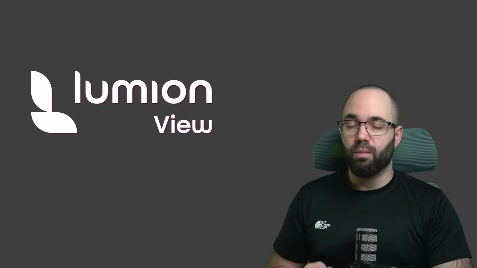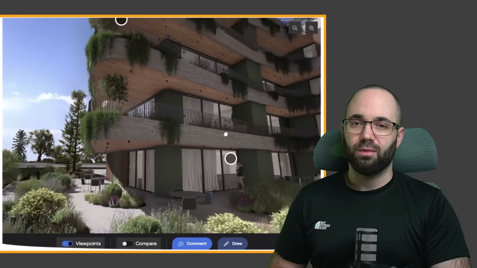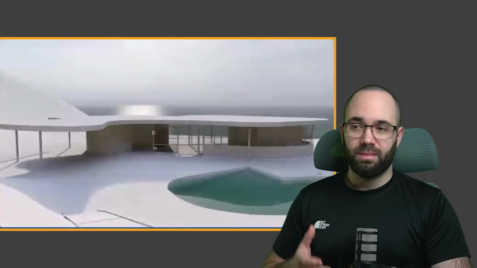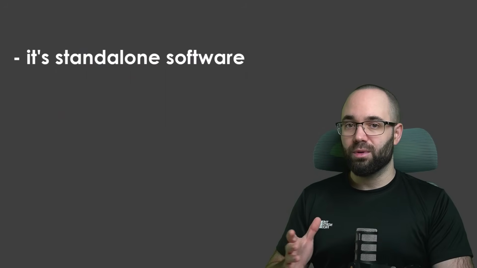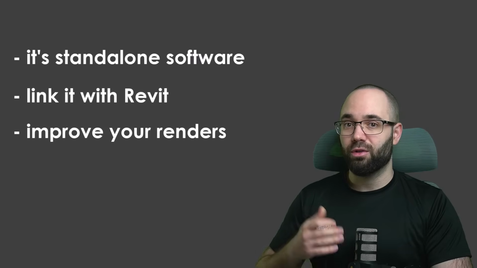Now, as I said, this video will be about Lumion View. You probably know about Lumion. It's a very powerful software and you can use it to take Revit models and then create some amazing renderings, adding context, adding a lot of content in, like furniture, people, cars, trees, vegetation, and so on and so forth. So that's really good. It's standalone software, so you link it with Revit or you import a Revit model and then you start your work.